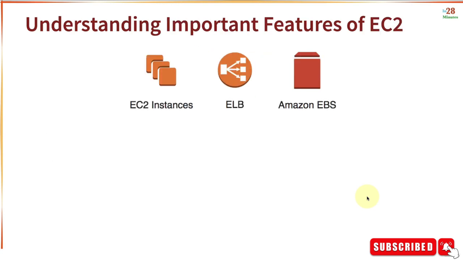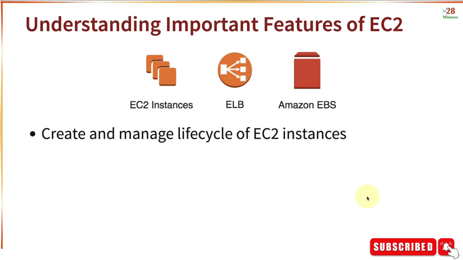Now, what are the things that you can do with EC2? What are the important features of EC2? You can create and manage the life cycle of EC2 instances. You'll be able to create an EC2 instance. You'll be able to start it, stop it. You can terminate it. So there are a lot of actions that you can perform on EC2 instances, and all those can be done through the EC2 service.